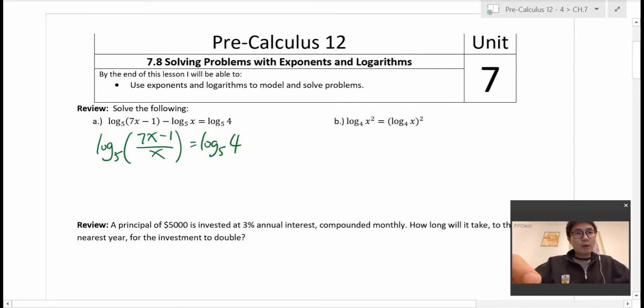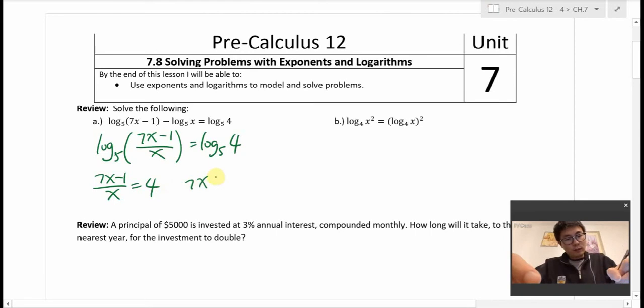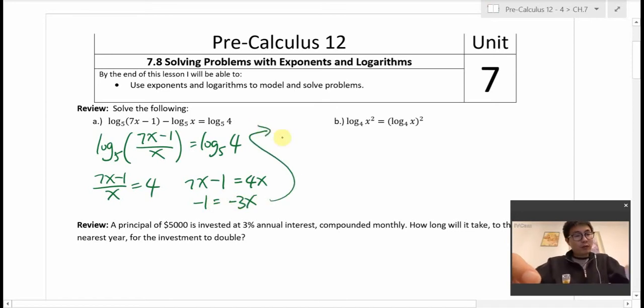Now, since both sides are log base 5, you can simply say that we have 7x minus 1 over x equals 4. From here you can multiply both sides by x. You should get 7x minus 1 equals 4x. Moving the 7x to the right, you get 4x minus 7x, which is negative 3x. Then you can divide both sides by negative 3. You should get x equals 1 over 3.